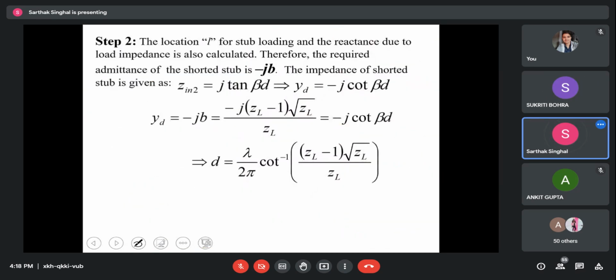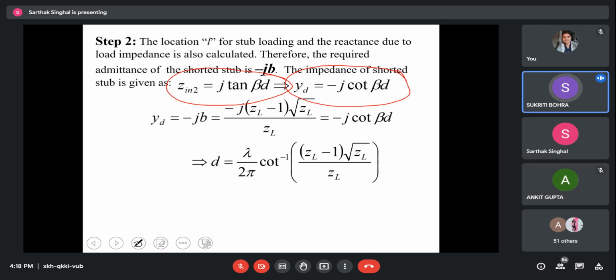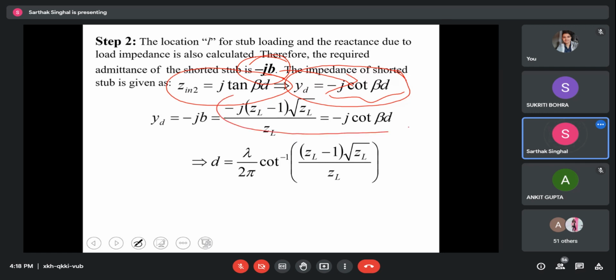What is the impedance of a shorted stub? Shorted stub has this value for the input impedance. So what will be its admittance? It will be like this. And this value should be equal to minus j into b. So equate them, this term and this term. If you equate this term, you will get this value.